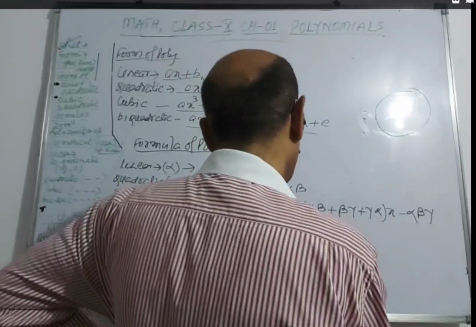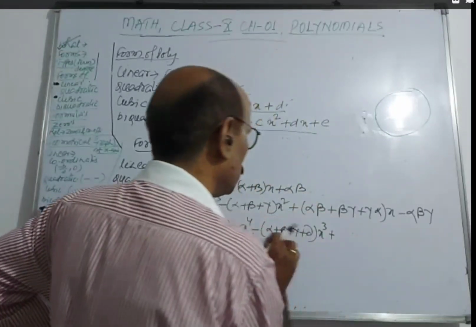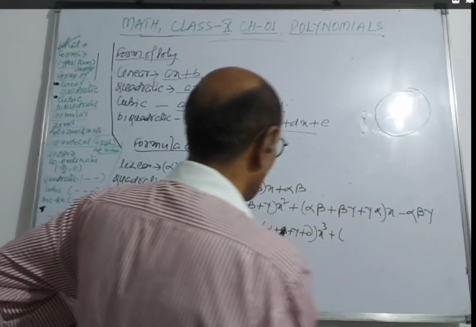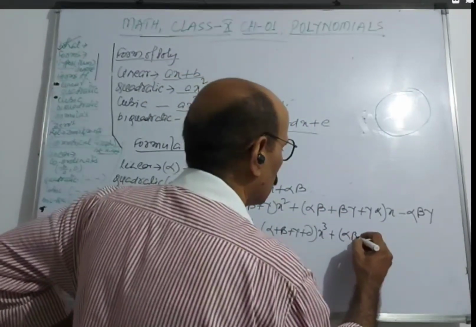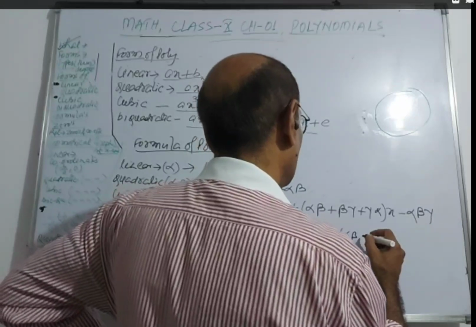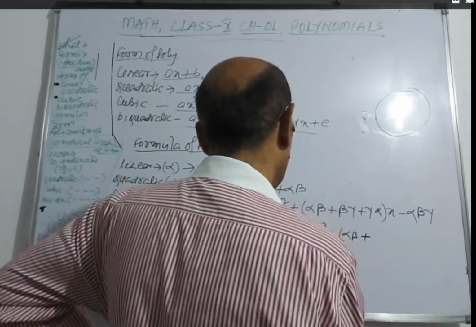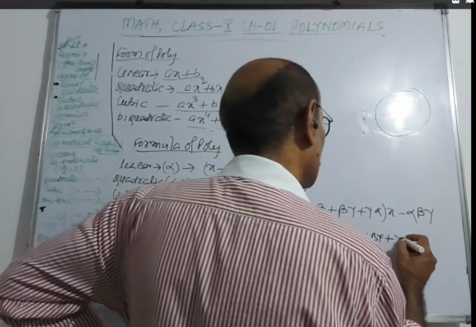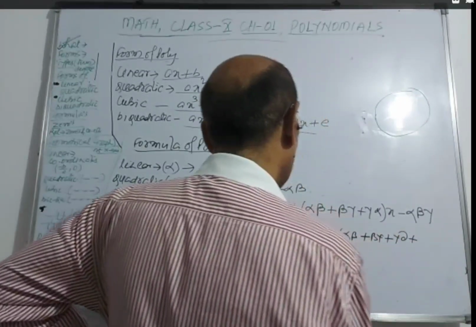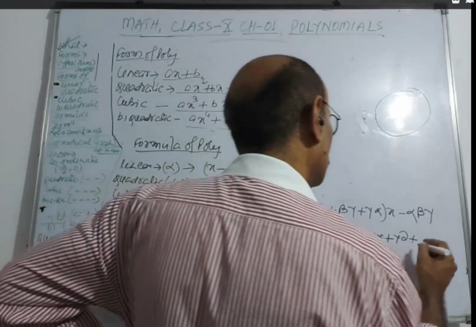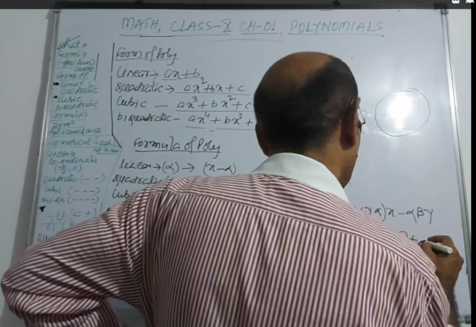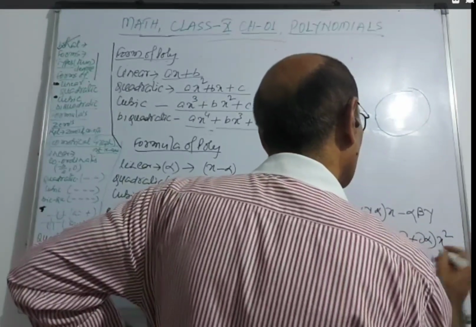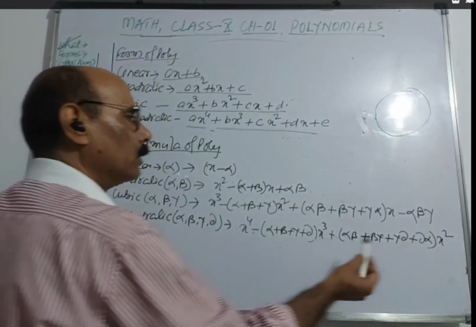So this will be what? Again combinations of two, then three. This is alpha into beta plus beta into gamma plus gamma into delta plus delta into alpha, times x square.